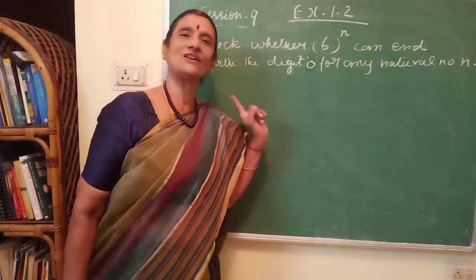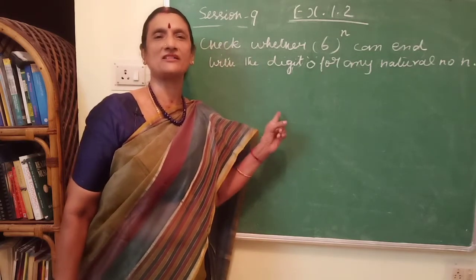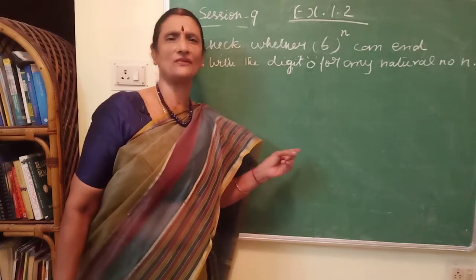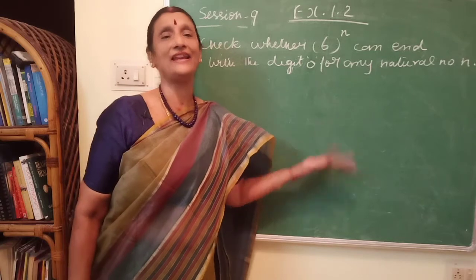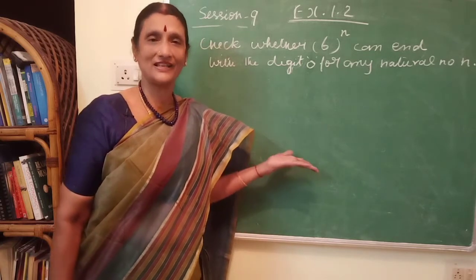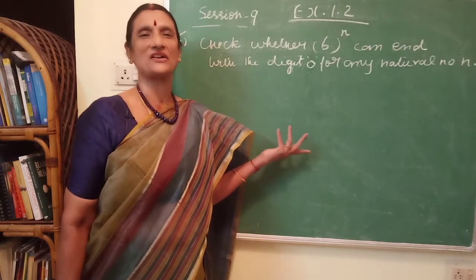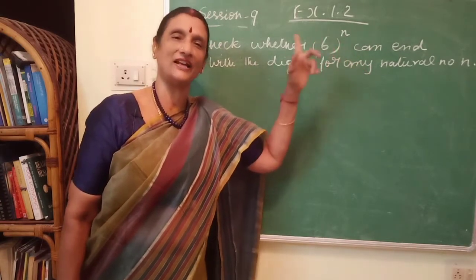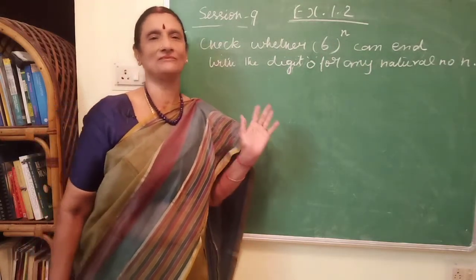N is not 0. Why is it not given as positive integer? When we say positive integer, 0 also will come. When we say whole number, 0 also will come. So when 0 comes, what happens? 6 power 0, for any base, is always 1. Again, the question is not to be considered. Therefore, it is given as n is a natural number. So these nuances you should note in a sum.